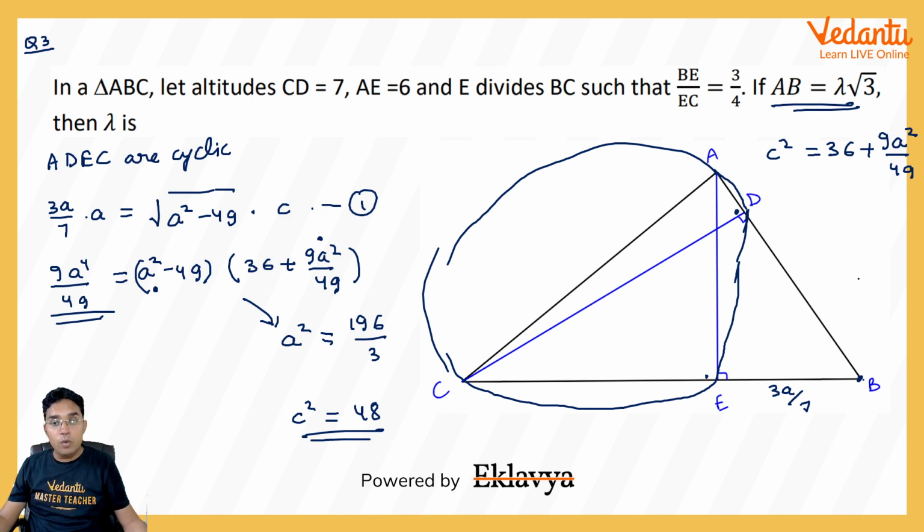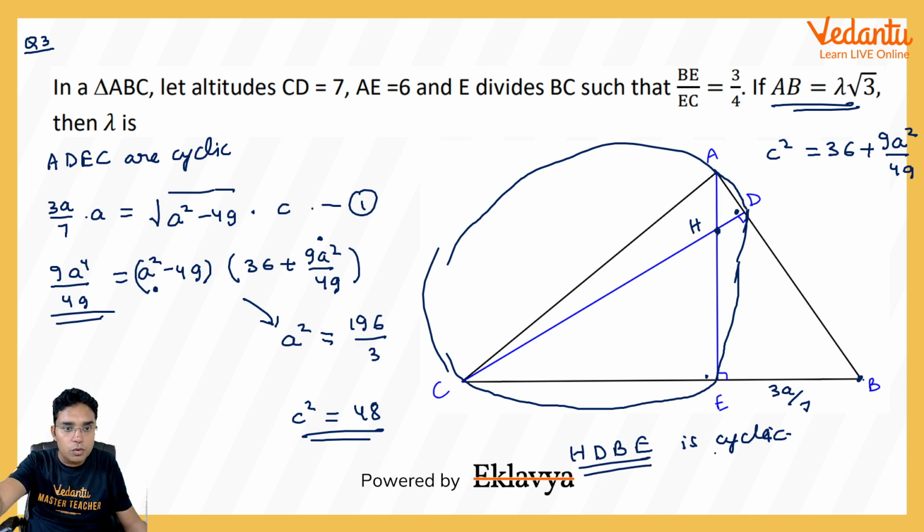In fact, there is one more quadrilateral that is cyclic. If you call this point H, because it will be the orthocenter, and we normally call this point the orthocenter, then HDBE is going to be cyclic. And if that is cyclic, then from C or A, by using the power method, it can be done using this also. Okay, let us move to the next question.